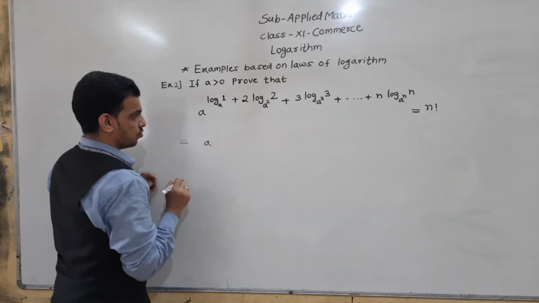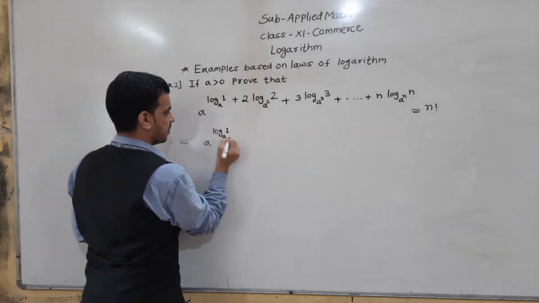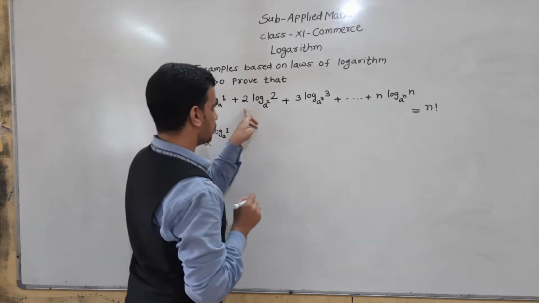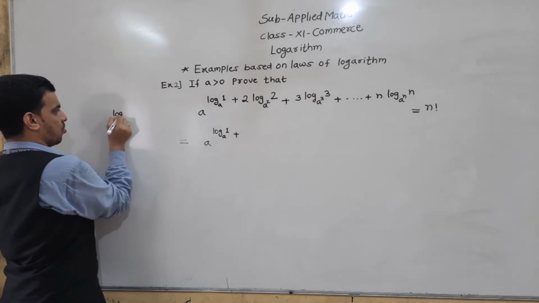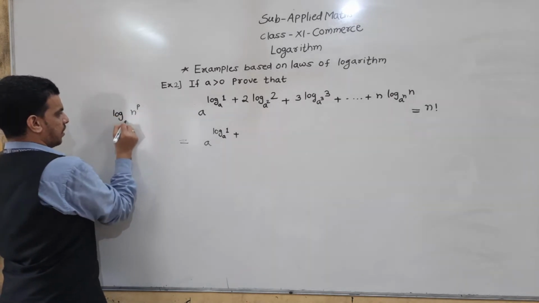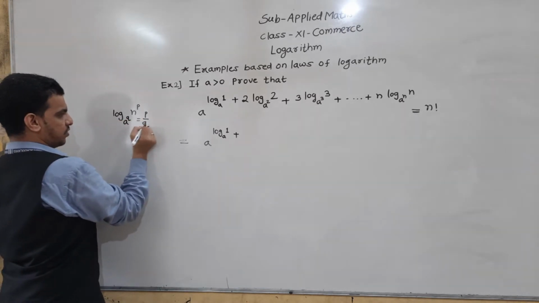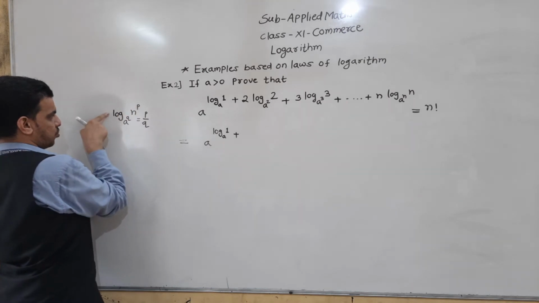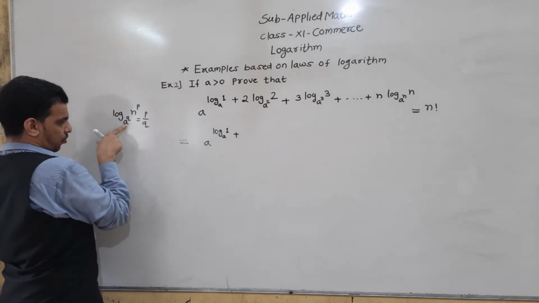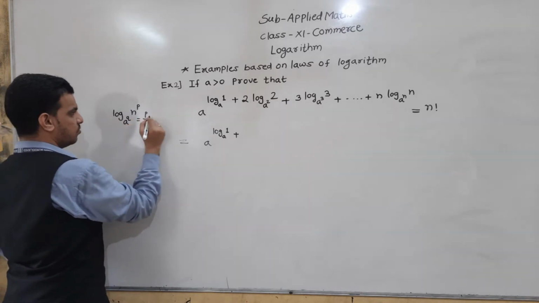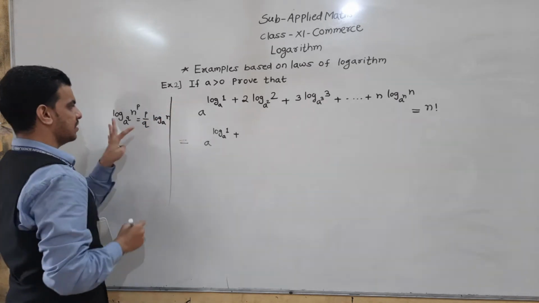So a raised to, now log 1 to the base a I am keeping as it is, plus 2 log 2 to the base a square. Now we have the property: log of n raised to p to the base a raised to q is equal to p by q into log n to the base a. The power of the argument comes in the numerator, and the power of the base comes in the denominator. So we have to use this property.